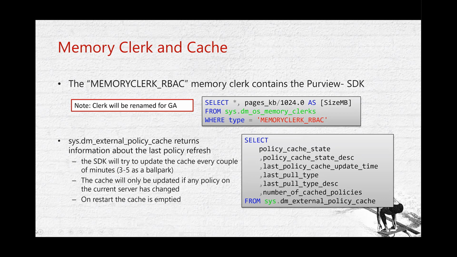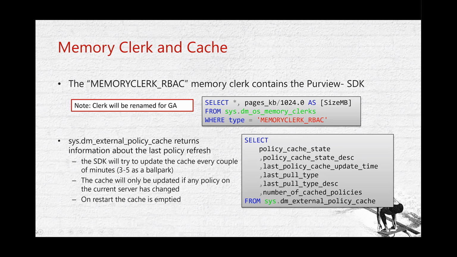The Purview SDK is loaded into the memory of SQL Server. If you want to understand how much memory that one is taking, you can look at sys.dm_os_memory_clerks. Currently it's called memory clerk _RBAC. For GA, it will definitely be renamed, so have a look at the update and documentation then.